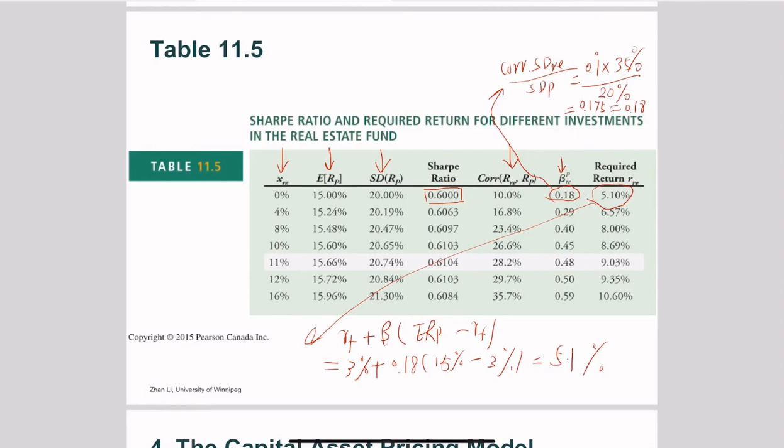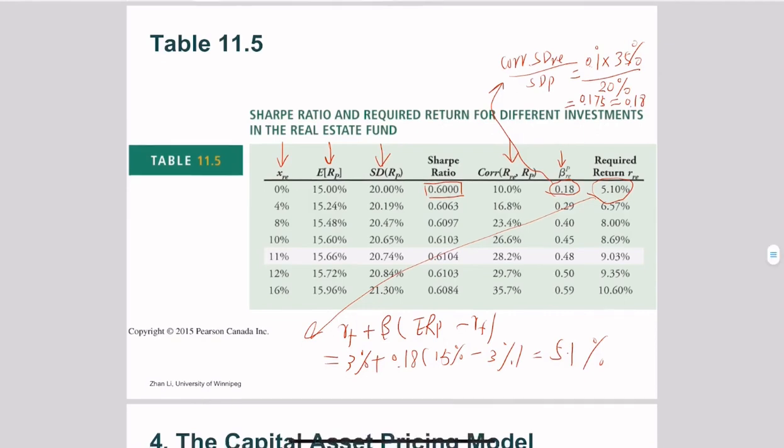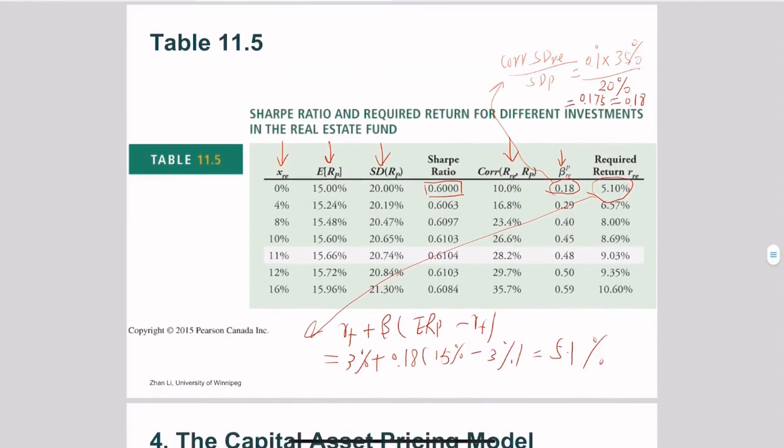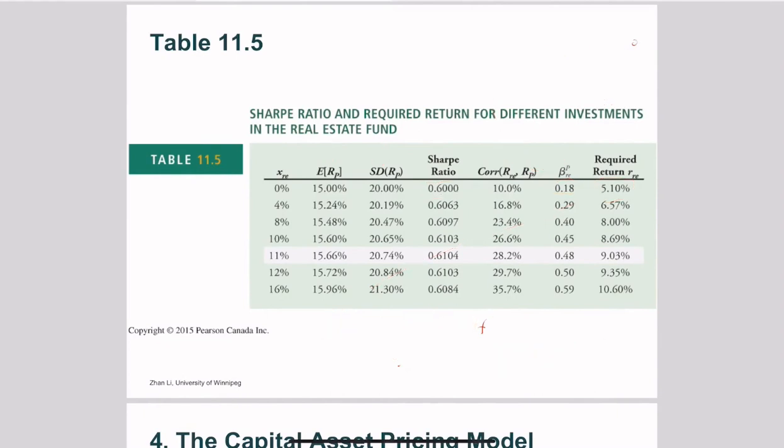That's the part about how to calculate these numbers. Now let's see more interesting stuff. We want to see some patterns here. That is, we want to see how changing the portfolio weight would affect the required return and Sharpe ratio. Right? So let's see here.